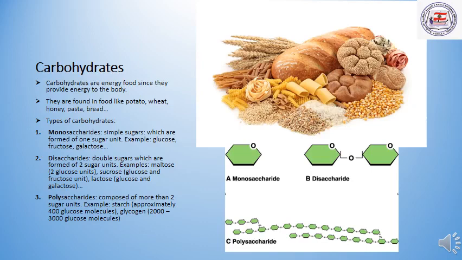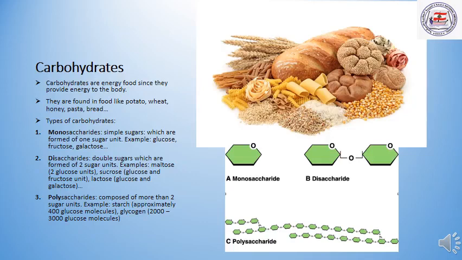They are found in food like potato, wheat, honey, pasta, or bread. There are three types of carbohydrates. The first type is monosaccharides. In other words, they are called simple sugars. They are formed of one sugar unit, for example, glucose, fructose, or galactose.